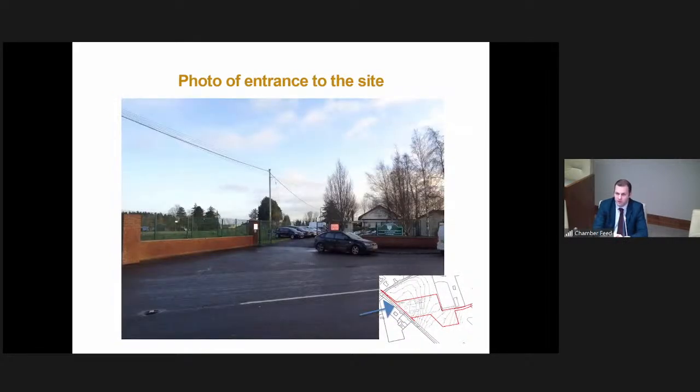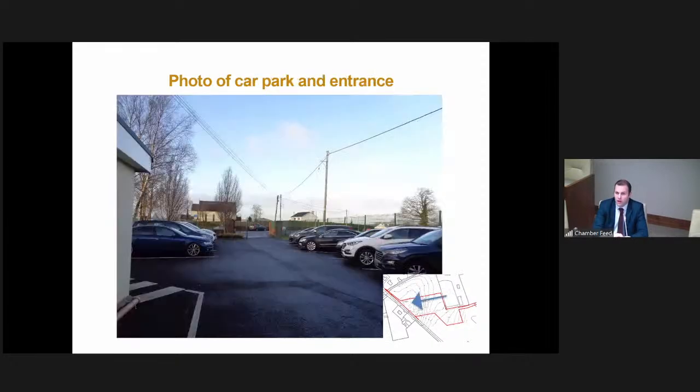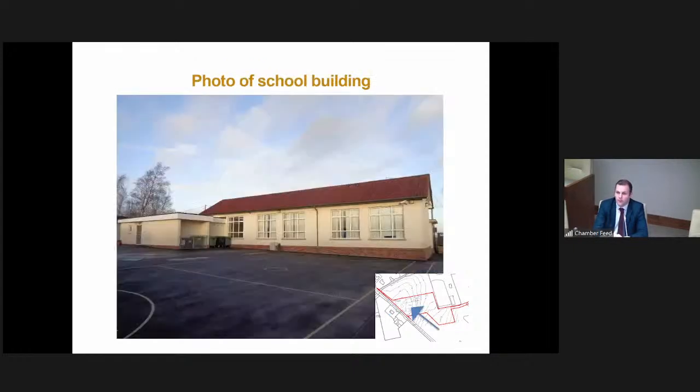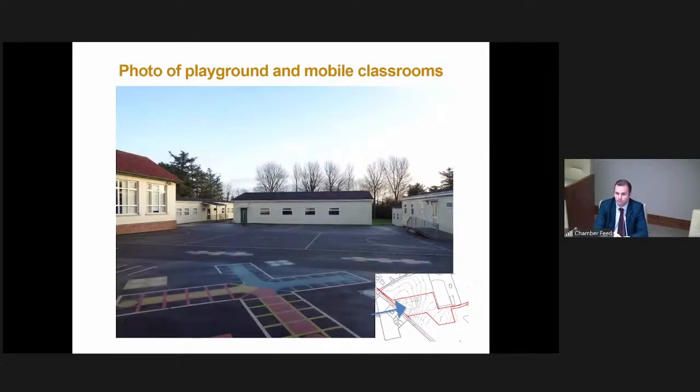This is just the existing entrance to the school. And then the next slide shows the car park on the site, which provides 16 car park spaces. So you can see here from the car park, in front of that, the main school building, which is being extended to the front and to the side. And to the right-hand side of the photograph, you can see another mobile classroom along the roadside. It's just another photograph of the main school building on the site. And then this photograph of the playground, you can see a number of the mobile classrooms on the site.